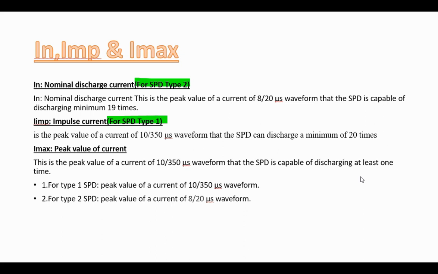The second one is IMP, impulse current, which is used for SPD Type 1, and it has a waveform of 10/350 microseconds. And the third one is the IMAX. So let's understand each category one by one.